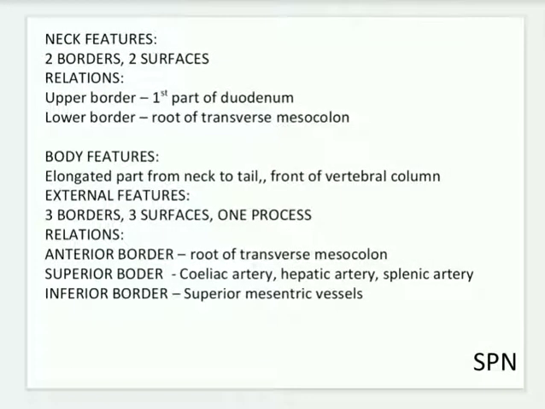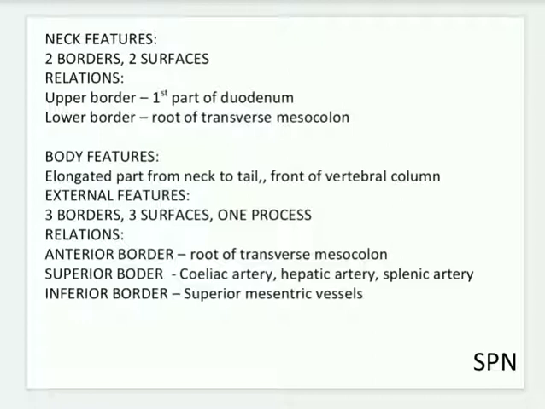Next, the neck features. There are 2 borders and 2 surfaces. The upper border relates to the first part of duodenum, and the lower border is the root of the transverse mesocolon. The 2 surfaces, which I did not include in this slide: the anterior surface relates to the pylorus, and the posterior surface is the commencement of the portal vein.